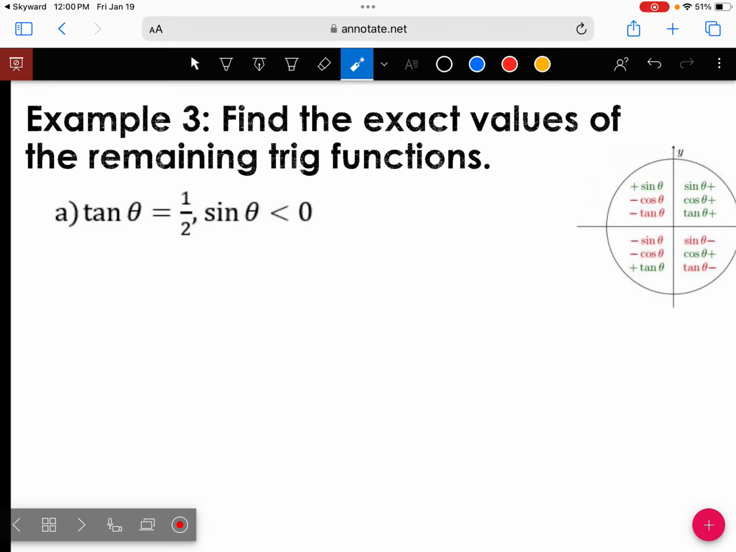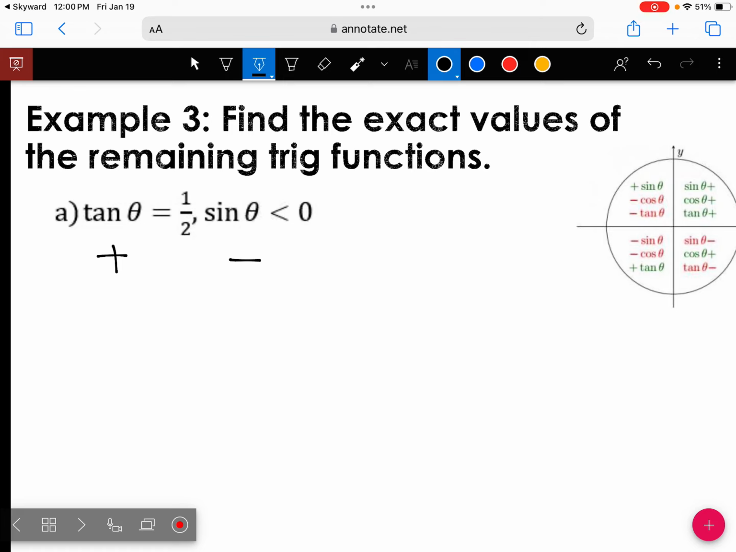Great, so for a problem like this where we need to find the remaining trig functions, the first thing we need to do is figure out what quadrant we're working in. I know it gives us an exact value for tangent, right? It gives us 1/2. But during this step, we just need to figure out if that's positive or negative. So is 1/2 positive or negative? Positive, right. So tangent is positive. And then sine is less than 0. So does that mean sine's positive or negative? Negative, right.